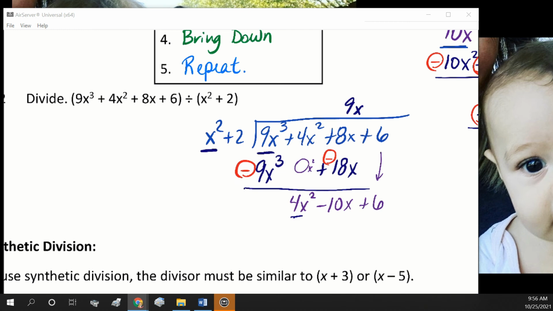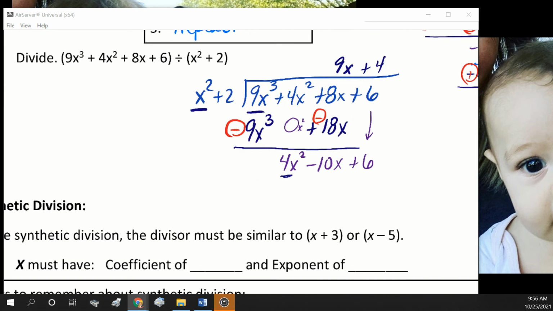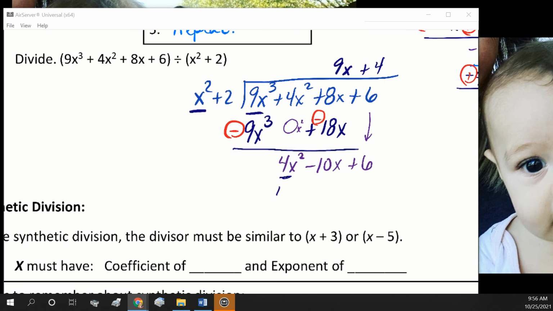All right, so you ask yourself, what do you multiply x squared by to get 4x squared? It's going to be 4. Right, and then we'll actually multiply it. And then make sure that we subtract 4x and we subtract 8.